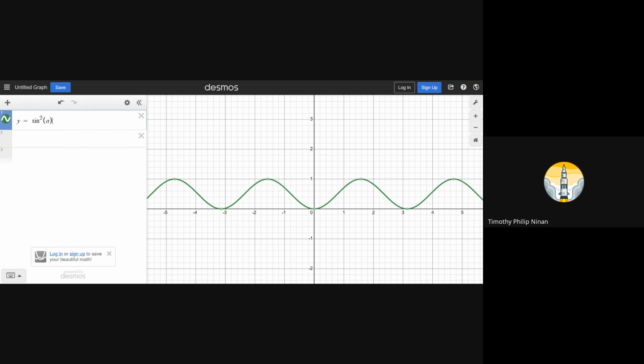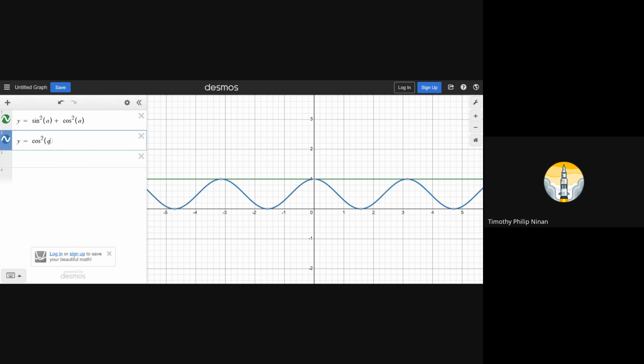So sine square theta, because it's a positive value, all the values will become positive, and cos square theta also is a positive value, hence it goes up. For example, y is equal to cos square theta. I would really advise you all to go to Desmos and try it out yourself, but this is the main thing you can understand.